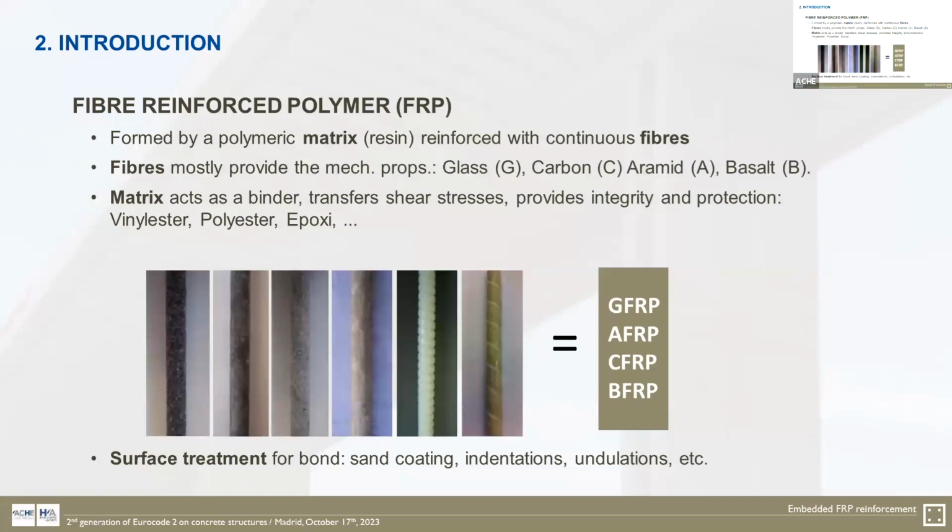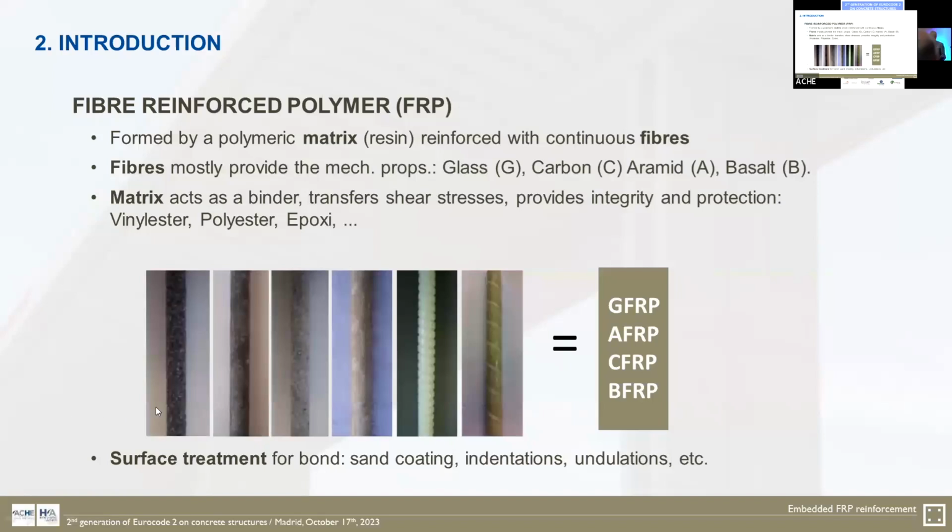So the fiber reinforced polymer is a material formed by a matrix resin reinforced with continuous fibers. So fibers mostly provide the mechanical properties. The most used for this application are glass, carbon, aramid, and basalt. So the matrix acts as a binder of the fibers, transfers shear stresses among fibers, provides integrity and protection of the fibers. So the most usual resins are vinyl ester, polyester, epoxy, and maybe some others.